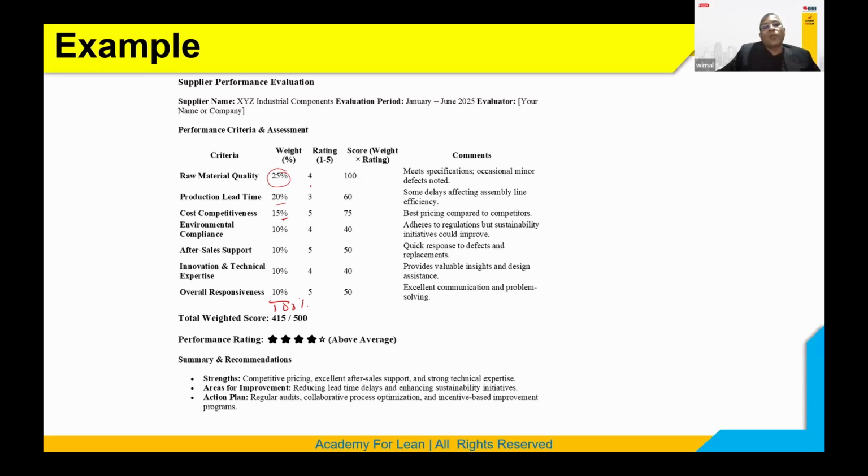And the total score based on your weightage into the rating, and you will find, here, out of total score of 500, they have got 415 as an example. Based on that, you have to give the rating, and you have to give the comments also. So this is a summary report.